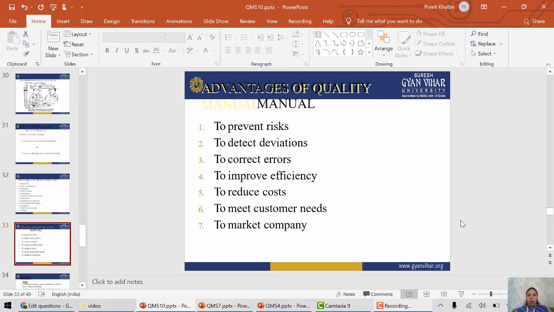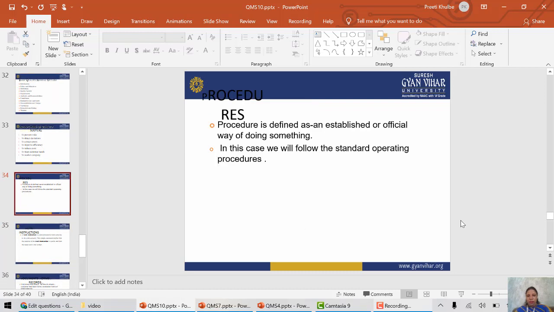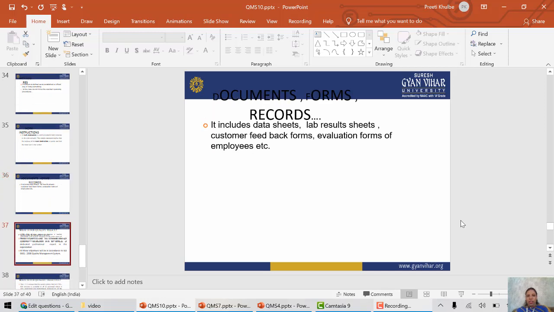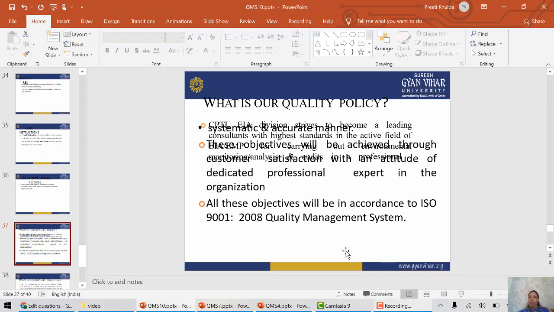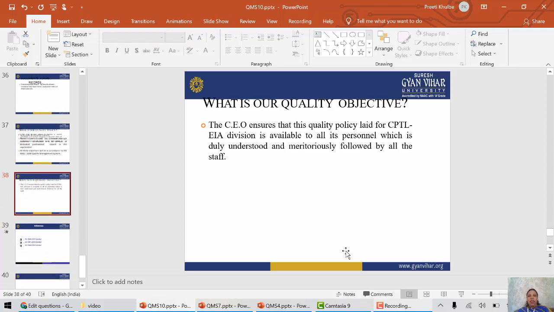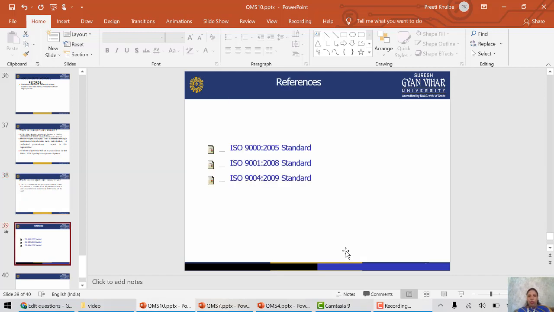We have also discussed the advantages of quality manuals, like to prevent risk, to detect the deviations, to correct the errors, to improve the efficiency, to reduce cost, to meet the customer's need, and to market the company. We have already discussed the procedure, work instructions, etc. Also, we have discussed the quality policies. So in this, the CPTL and CPIL we have discussed, and the CEO ensures the quality policies related to that.